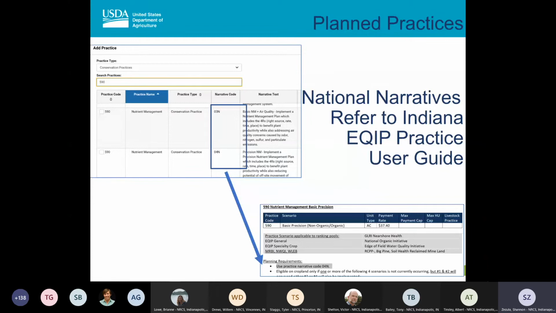But again, it takes that conservation planning at the very beginning to know what kind of nutrient management we're going to talk that farmer into and what they're capable of doing. Okay. Comments or questions on this?